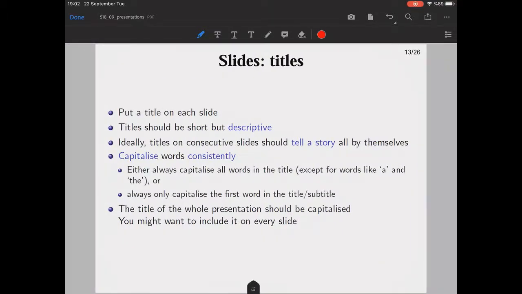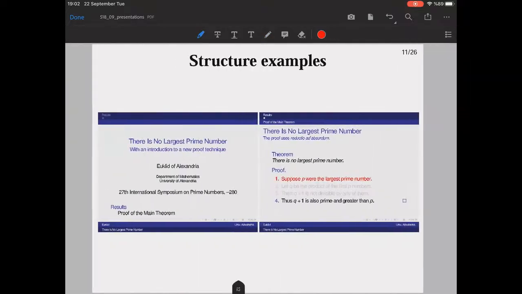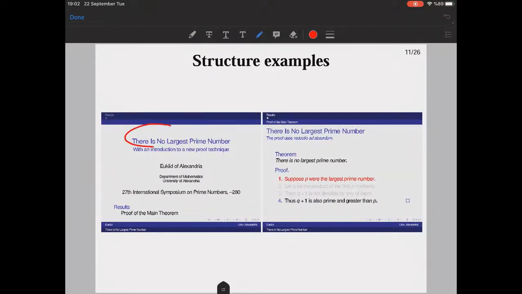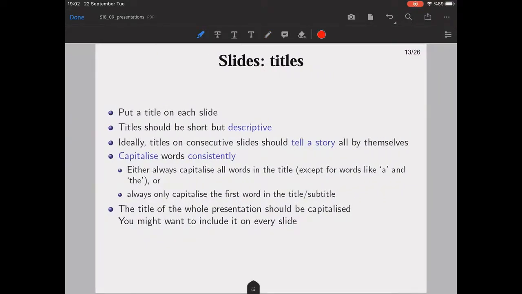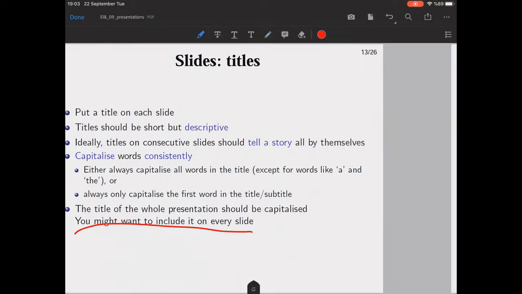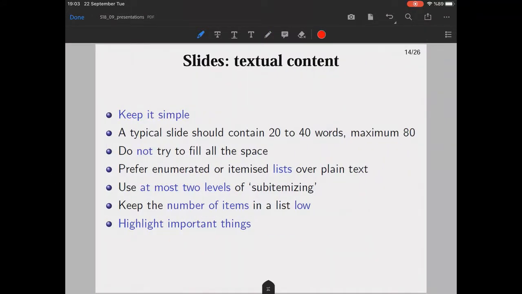The title of the whole presentation should be capitalized. We're talking about this title here. This one should be all capitalized. And you might want to include it on every slide. I didn't do it here, but as we saw in the previous example, it has been included on every slide. It is wise to do so as far as possible, especially if you're making a presentation about your paper or research.